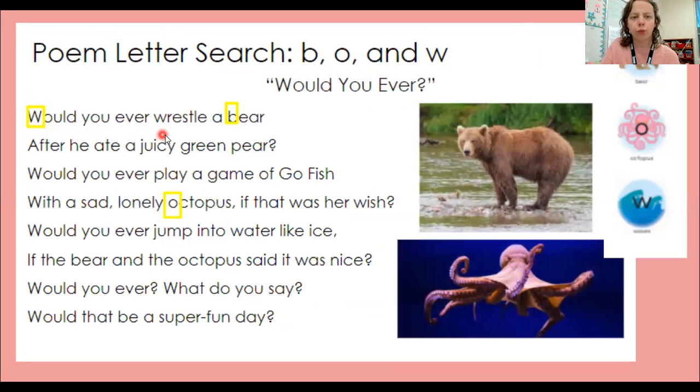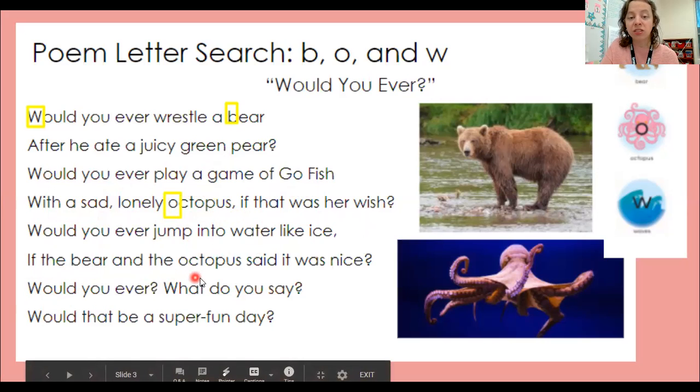Would you ever wrestle a bear after he ate a juicy green pear? Would you ever play a game of Go Fish with a sad, lonely octopus, if that was her wish? Would you ever jump into water like ice if the bear and the octopus said it was nice? Would you ever? What do you say? Would that be a super fun day?